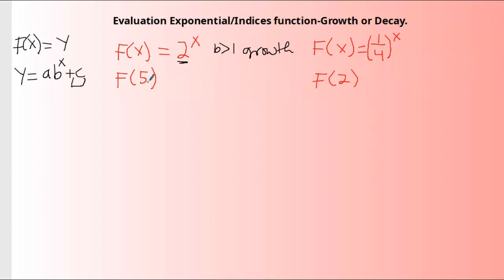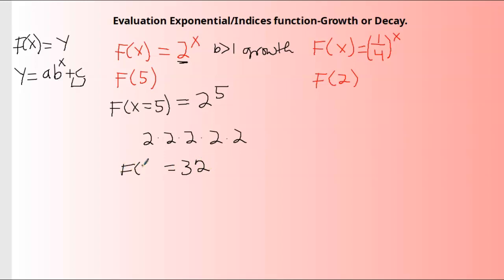Here they have asked us to find f of 5. That means x is equal to 5. Wherever we see x, we just replace it with 5. So 2 to the power 5, and 2 to the power 5 means 2 times 2 times 2 times 2 times 2, and that is 32. So f of 5 is 32. Okay, let's look at the next example.